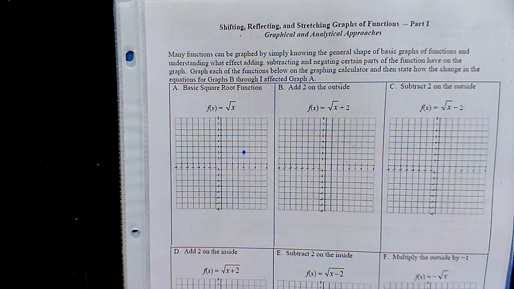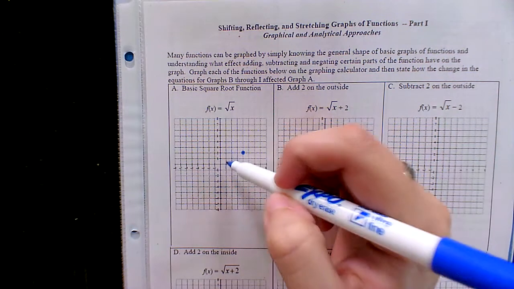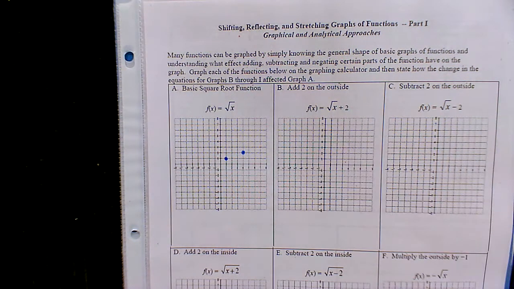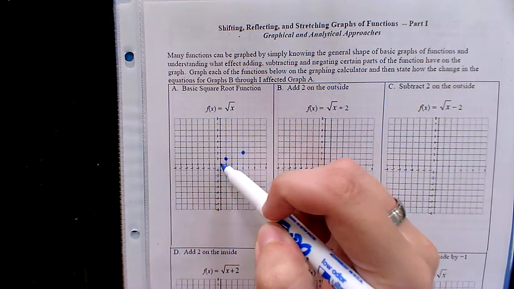Anything else? Good, Rebecca? You do 1. The square root of 1 is 1. You plug in 1, you get out 1. Any other ones? What about the square root of 0? Alright, that's 0.